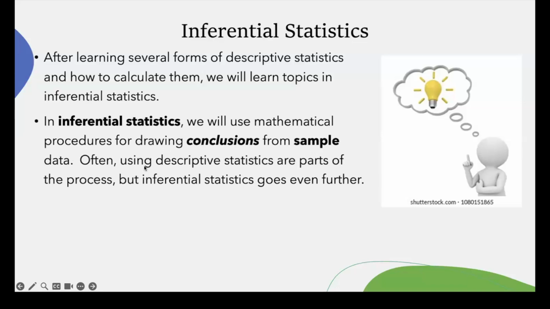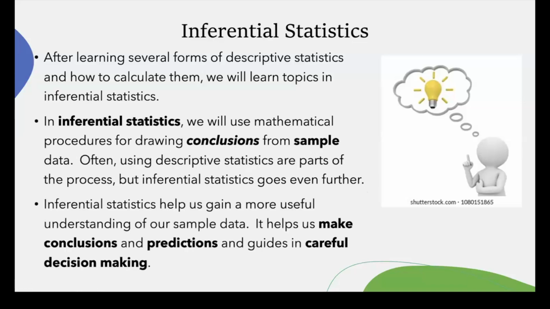Oftentimes we will use descriptive statistics like the mean, the median, the mode as part of the process of inferential statistics, but it goes steps further. It takes it even further. Once we have those descriptive statistics, inferential statistics helps us gain a more useful understanding of our sample data. After we look at our descriptive statistics, inferential statistics will help us make conclusions and predictions about our sample data. It helps us make careful decisions.